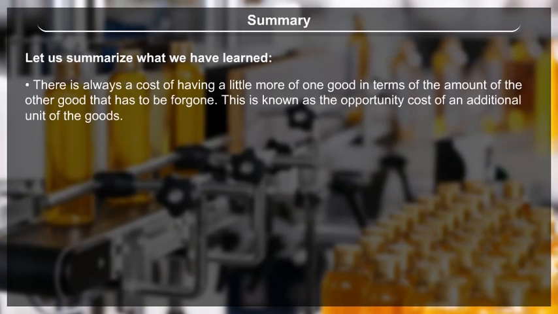There is always a cost of having a little more of one good, in terms of the amount of the other goods that has to be foregone. This is known as the opportunity cost of an additional unit of the good.